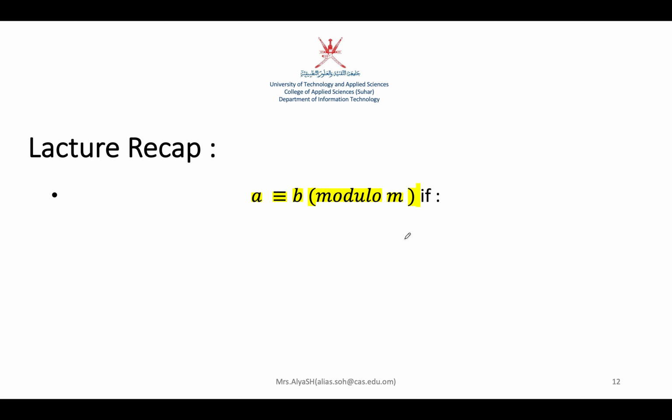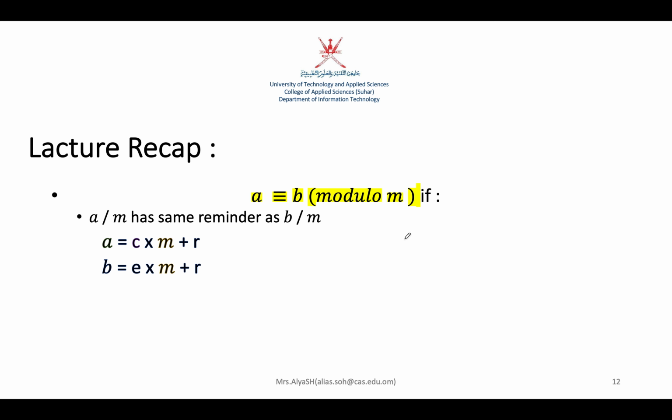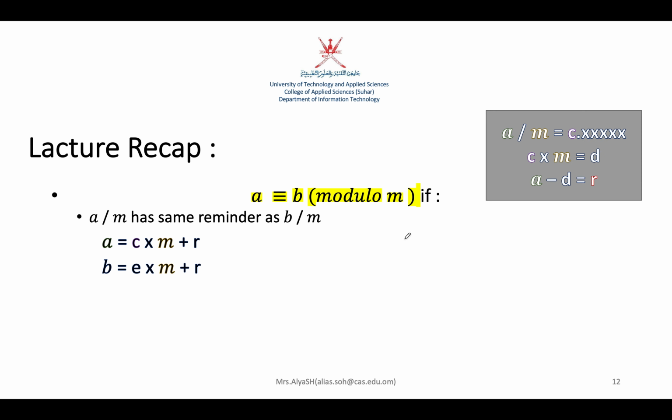So we said that A is congruent to B modulo M if A and B have the same remainder when divided by M, and we can find the remainder by taking the following steps. Also, A is congruent to B if A minus B is a multiple of M, so M can divide A minus B. Otherwise, A is not congruent to B modulo M.